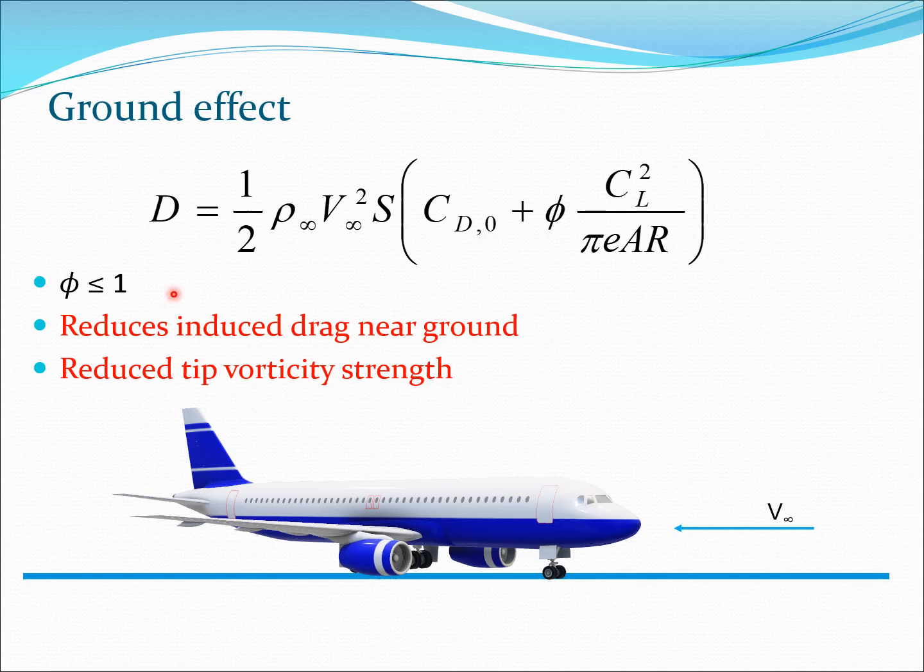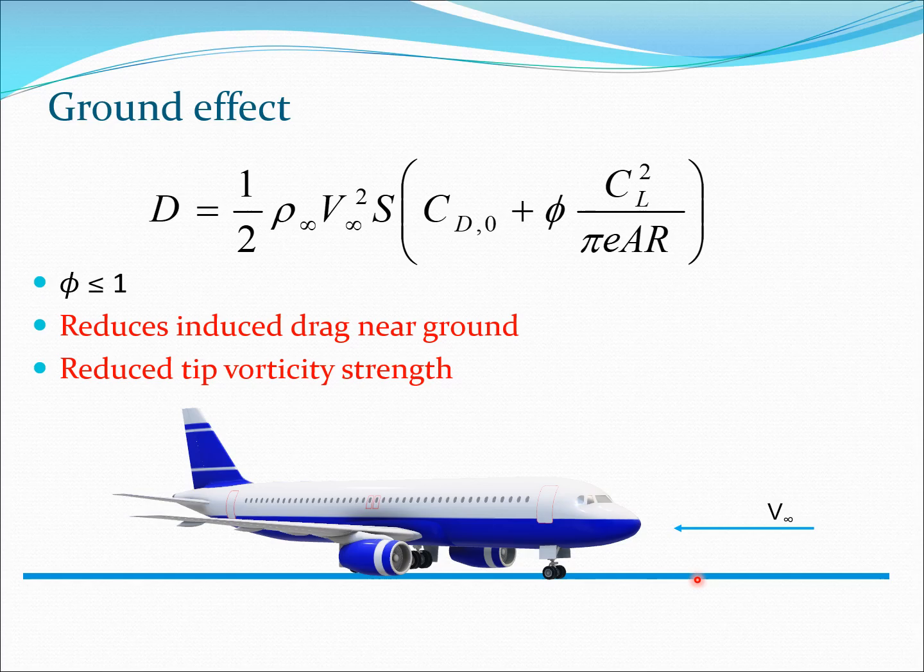So this phenomenon essentially comes from the ground effect. So this is the effect of the ground. Now in the case where you were not near the ground, this phi of course would be 1. This would be simply the drag polar. But because of the presence of the ground, phi is less than 1. So what happens is that induced drag decreases near the ground, and this happens because the tip vortices which are shed from the wingtip, their strength is reduced. Therefore you find that the induced drag is less near the ground.